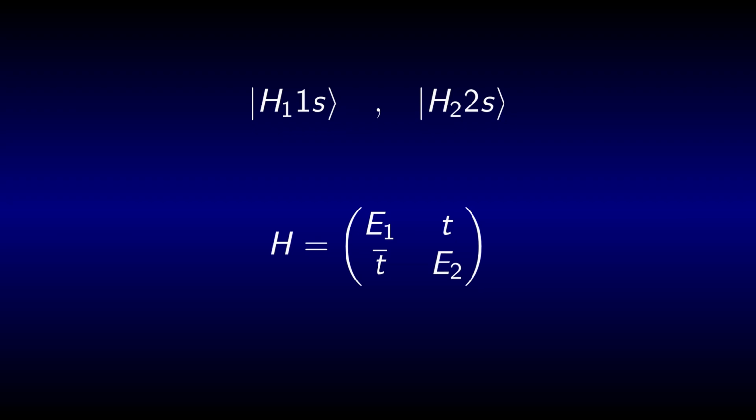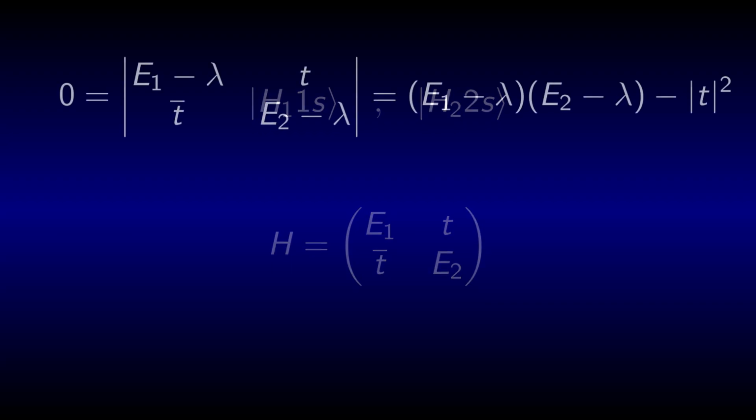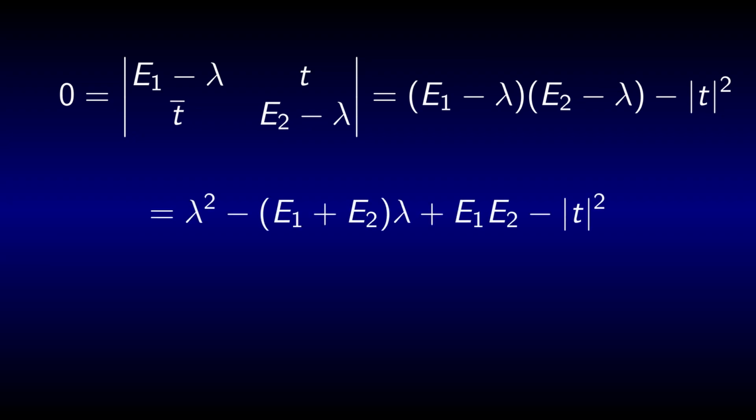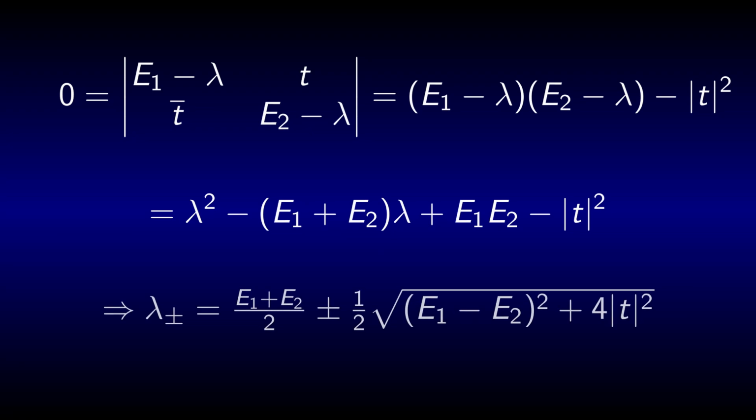Over time, due to interactions with the environment, the system will try to get to its ground state, the eigenstate with lowest energy. We are interested in the energy of that ground state, so let's do some algebra. The eigenvalues are given by the zeros of the characteristic polynomial, which is the determinant of our matrix minus lambda times the unit matrix. For a 2x2 matrix, this is easily calculated. Let's analyze this a bit.